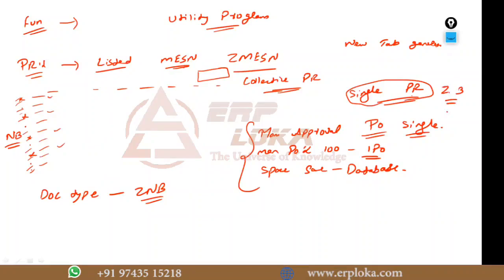And what will happen to all these PRs? All the PRs which you have selected and clicked on collective PR will be flagged for deletion. These PRs will get deleted and a single PR will get generated with the document type ZNB. Based on this single PR, they will place a single PO, and that will be sent to the vendors.